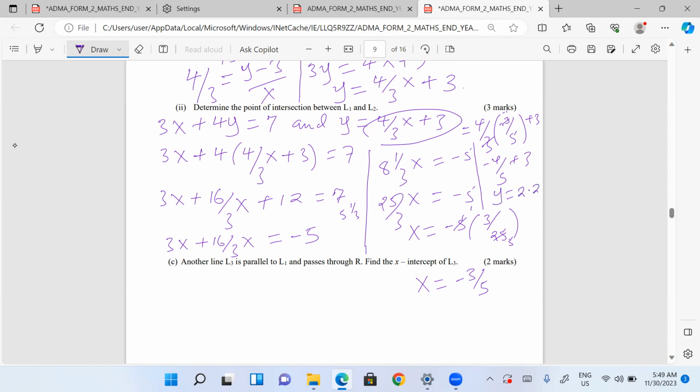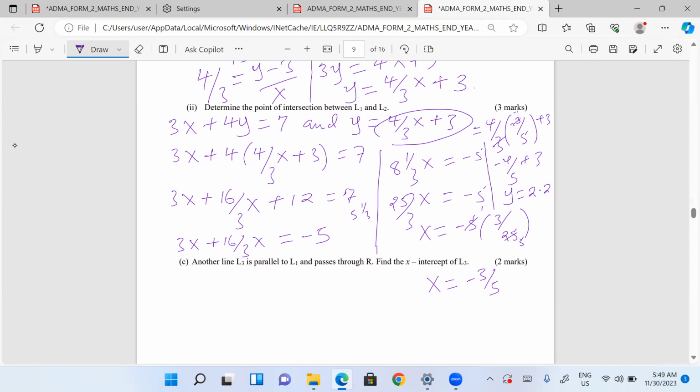This means the point of intersection now is going to be, this is negative 0.6 when we make it a decimal, so that we may say the coordinate of intersection now is negative 0.6, sorry. We write it well. Negative 0.6, and 2.2. So that is the point of intersection for the two lines.